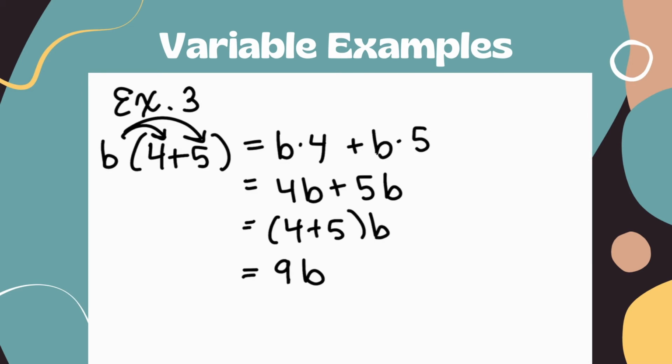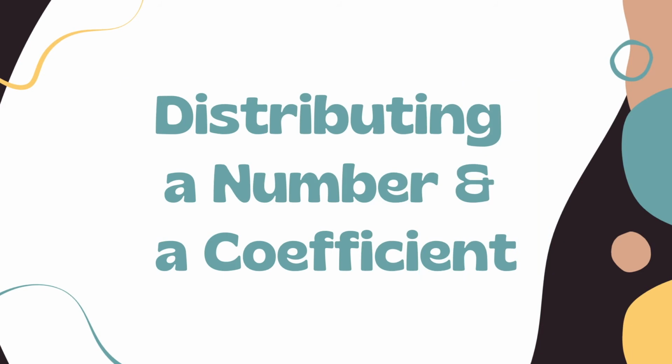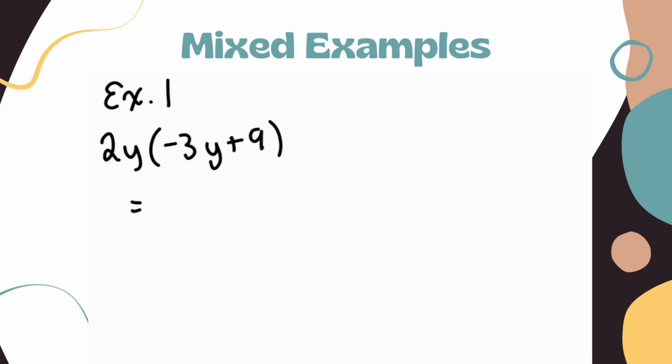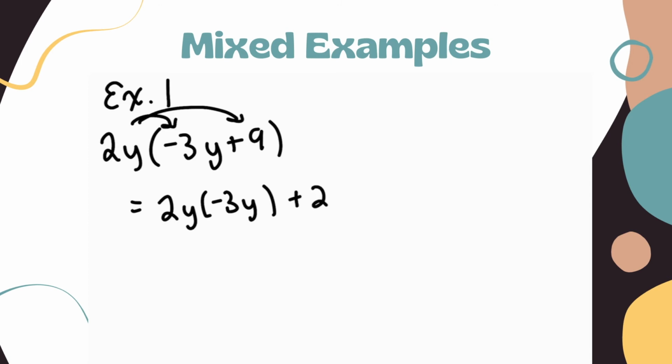So that's how we distribute a variable, the same way we distribute a number, just by multiplying into all terms inside the parentheses. So you guessed it, we're going to combine that together for our last two challenge problems. We're going to multiply a number in a variable. So in this case, we have the expression 2y times the quantity of -3y plus 9. So we just distribute 2y. 2y times -3y plus 2y times 9.